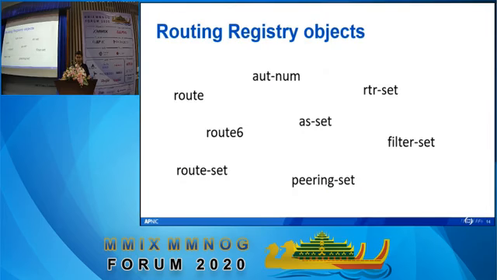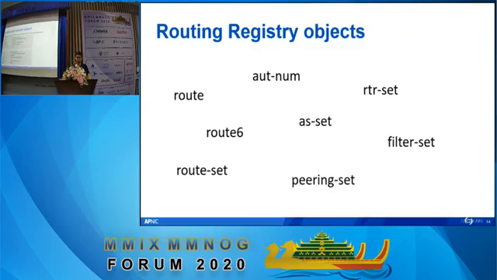So a few objects that are listed on the APNIC WHOIS database that are related to the routing registries are these few: route object, route6, ASZ, and so on. I'm not going into details of each of these objects, but just to let you have a look at what the objects related to the routing registry are.